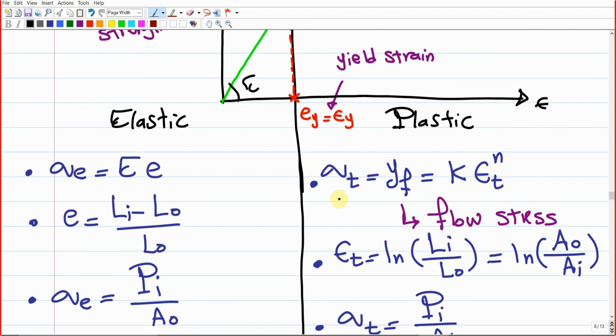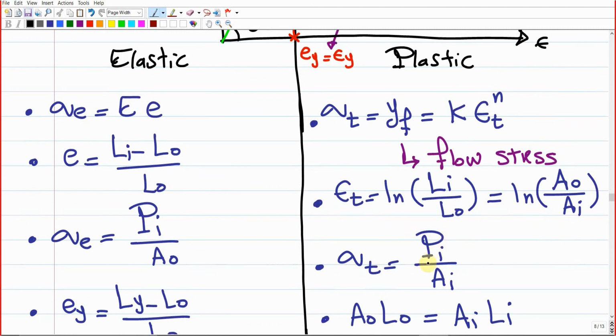But in the plastic deformation, this is the equation that we're gonna use: we have to define the true stress. The true stress is the instantaneous force divided by the instantaneous area, but the engineering stress is the instantaneous force over the original area. This is what we used to do in the mechanics of materials class, but this is the new form that we're gonna consider for the true stress.